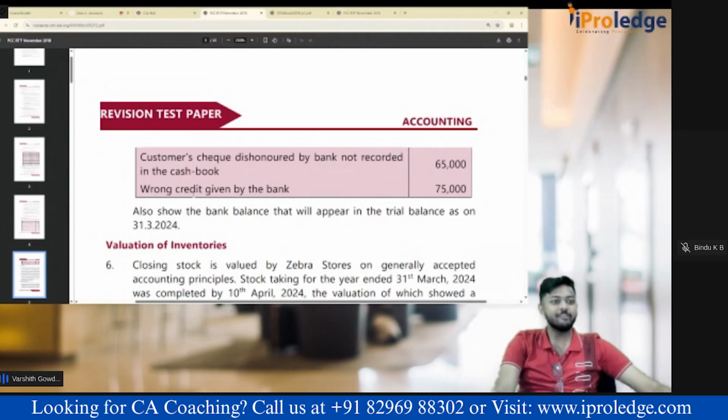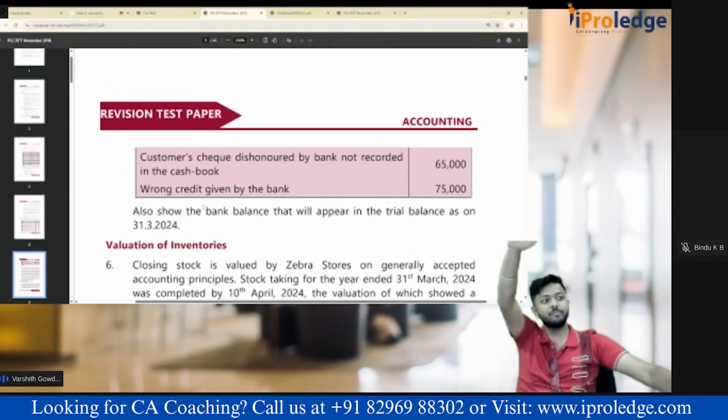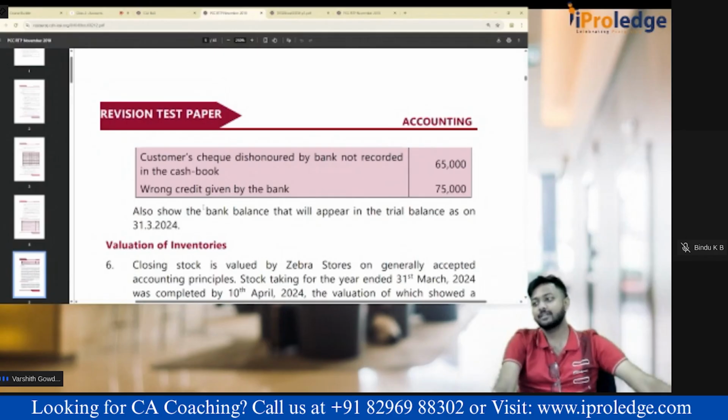Wrong credit given by the bank. That means your passbook is more, your cash book is less. We are doing balance from cash book angle. That's all.